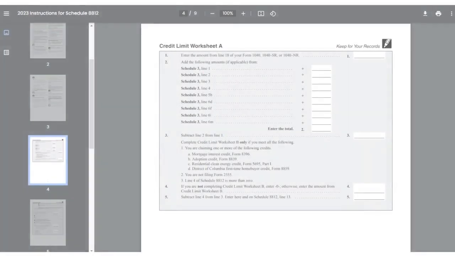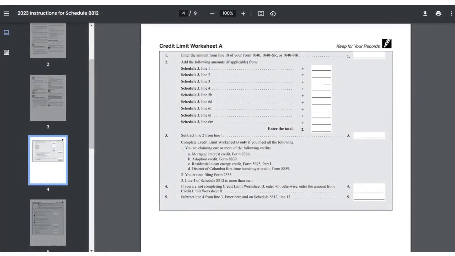I want to show you on the screen next the credit limit worksheet. That was part of the instructions as we were working through the form itself. So this is what it looks like, and you might have to fill out those forms to attach. You have to attach this to your Form 2441, and you might also need it as a paper trail, in terms of evidence. And so this is what it is.